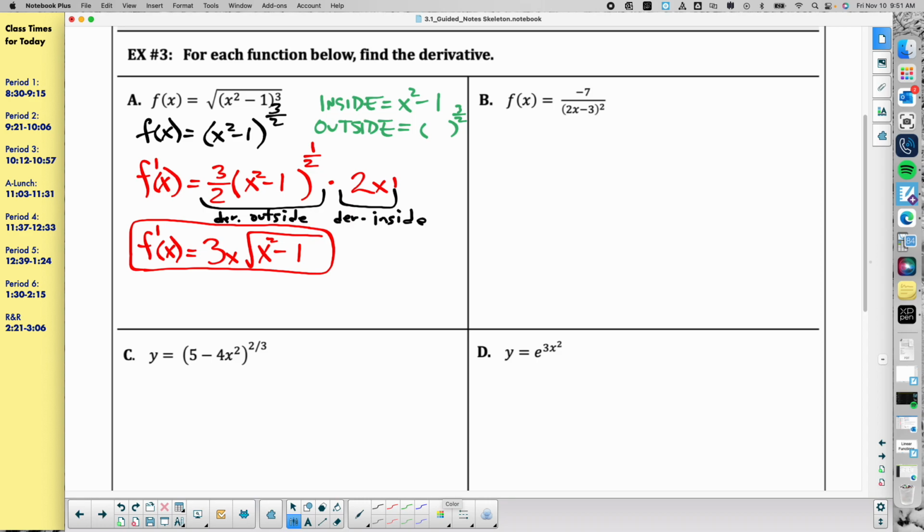How are we feeling about that one? Okay? Do you guys feel like there's a place where you can try one? If it helps you, start off by figuring out what's the inside and outside. Or maybe you even need to rewrite it to be able to do the problem, because we did that over here. And then try to do the derivative with that format. This will become second nature after a while. It's just very strange right now. Yeah, try B on your own.